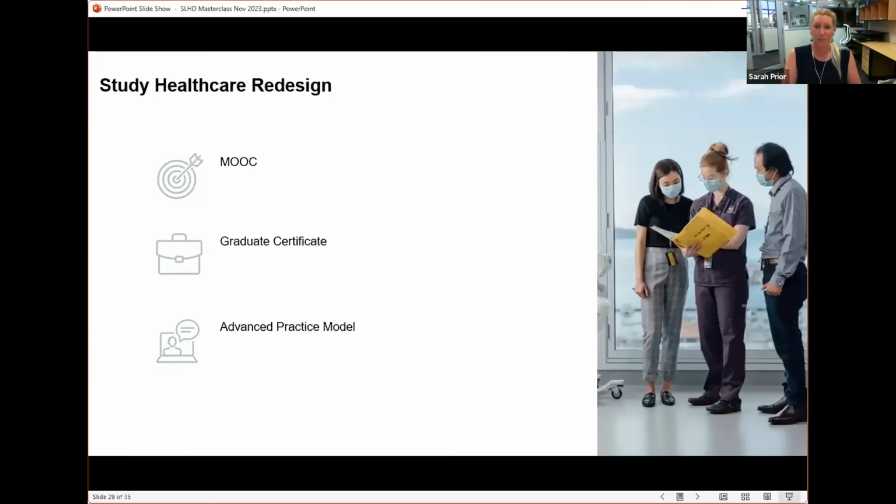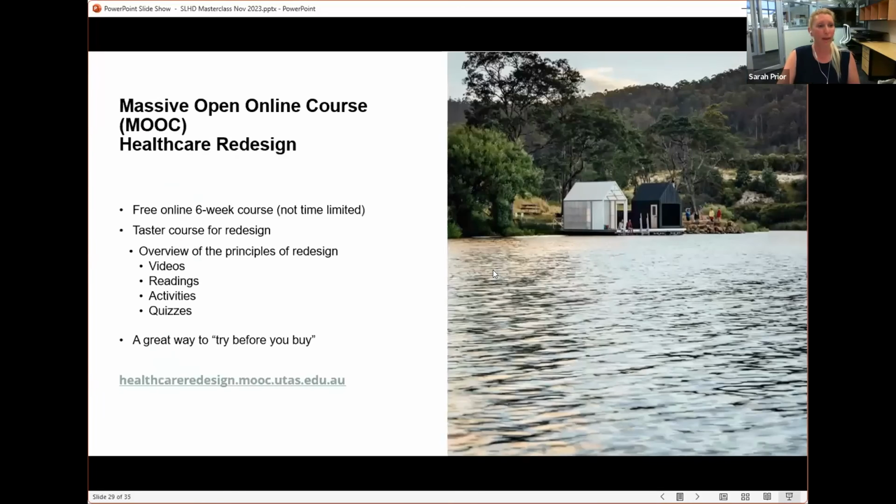So the University of Tasmania has a range of options for undertaking study in healthcare redesign. We have a free, massive, open online course, or MOOC, that's available to anyone at any time, and it's not time limited. So the content takes around 18 hours to complete. We recommend about 3 hours per week over a 6-week period. There are 6 modules within that.